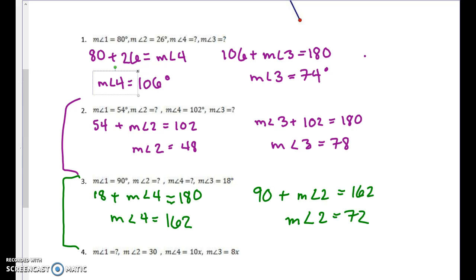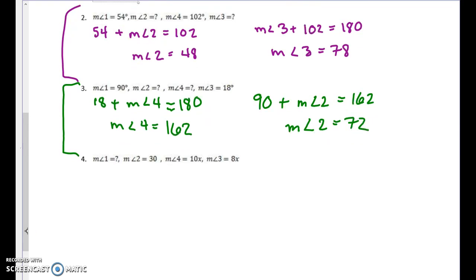All right, guys, here's how I worked the problem. There are many, many ways to work this problem. This is just one example. And finally, let's look at number 4 together because we've got some variables. Doesn't change how the problem is written, right?